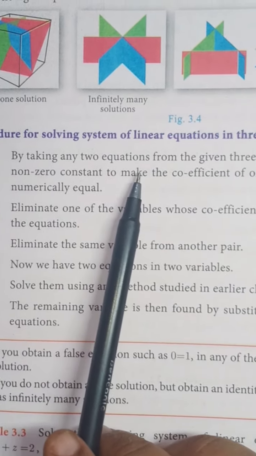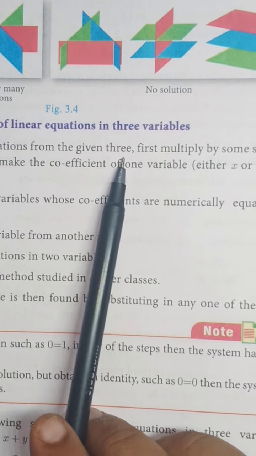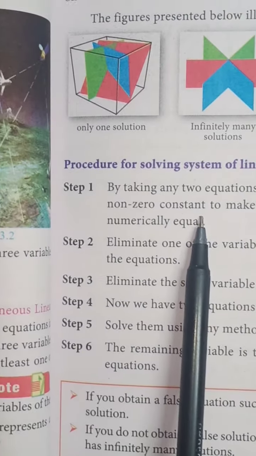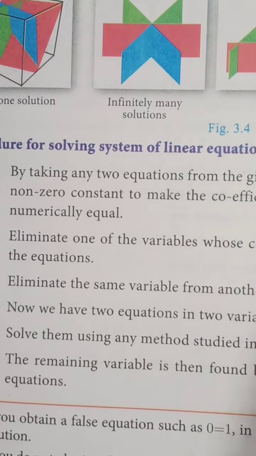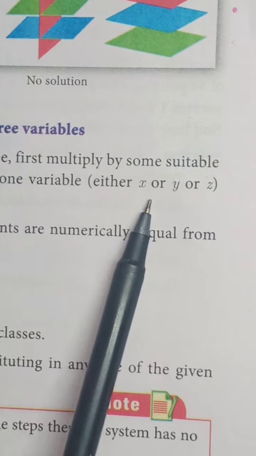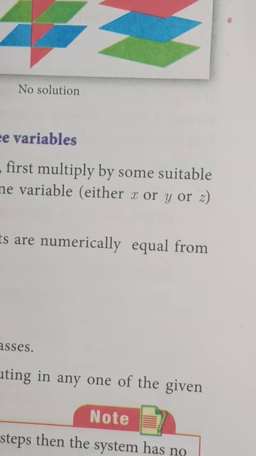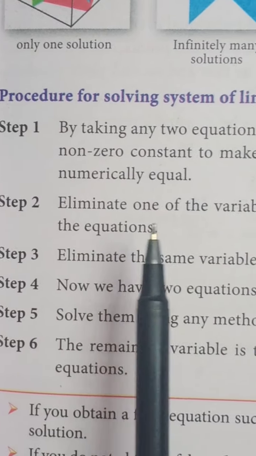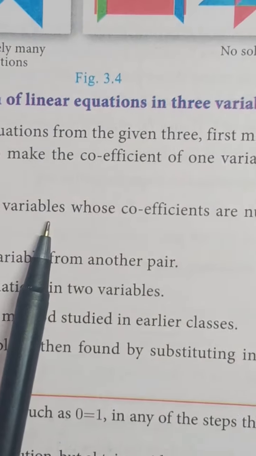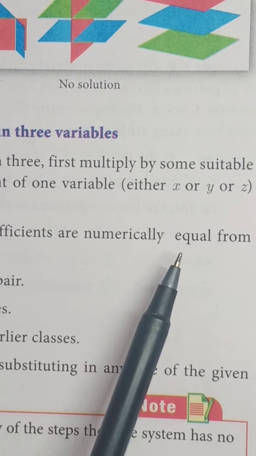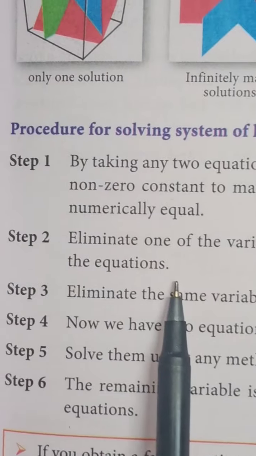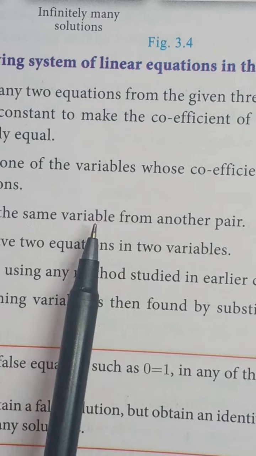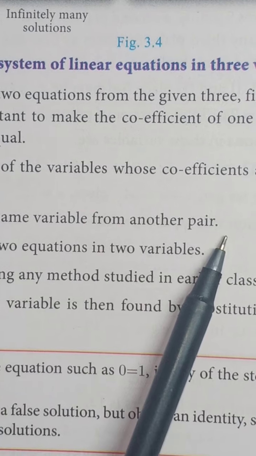By taking any two equations from the given three, first multiply by some suitable non-zero constant to make the coefficient of one variable, either x or y or z, numerically equal. Step number 2. Eliminate one of the variables whose coefficients are numerically equal from the equations. Step number 3. Eliminate the same variable from another pair.